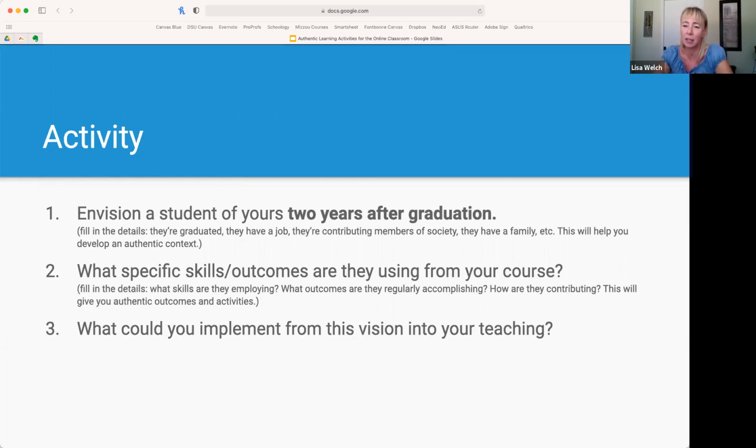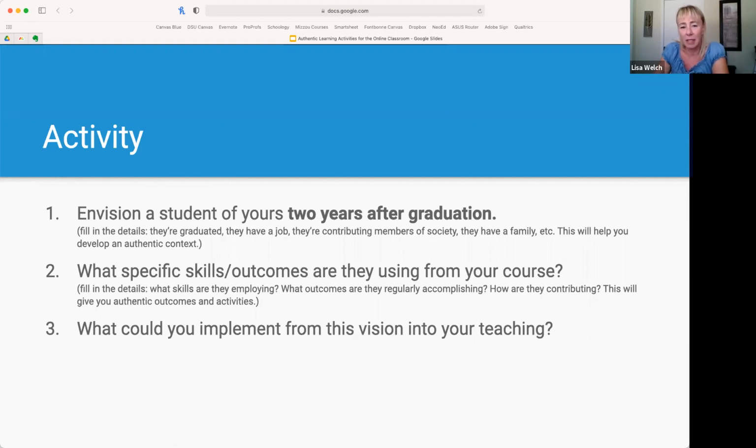Because if you're teaching first year introductory classes, you've got to go a little bit further than 2 years because they may not even be graduated at 2 years. But after graduation, how are the skills that your objectives of your courses going to be relevant to them in that 2 years? And then when you look at what skills are going to be useful for them, how they're going to be able to implement them in that real world 2 years after graduation, what could you implement from that into your teaching now?